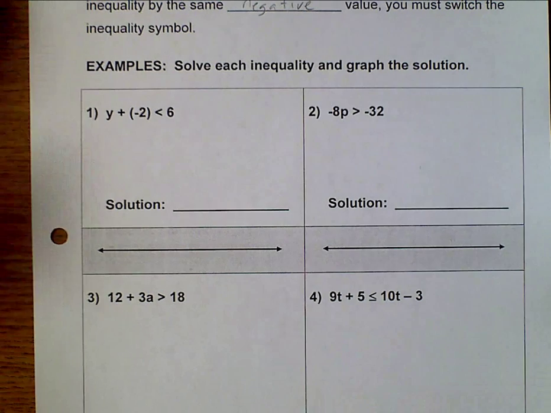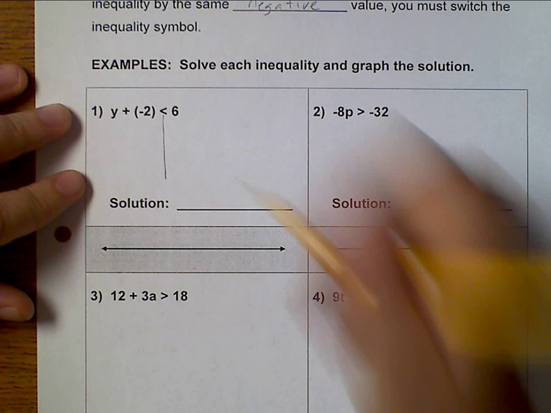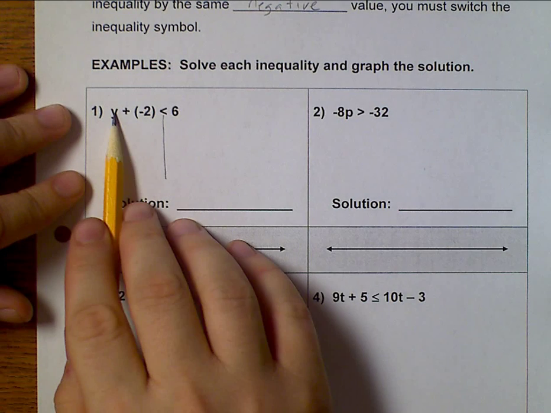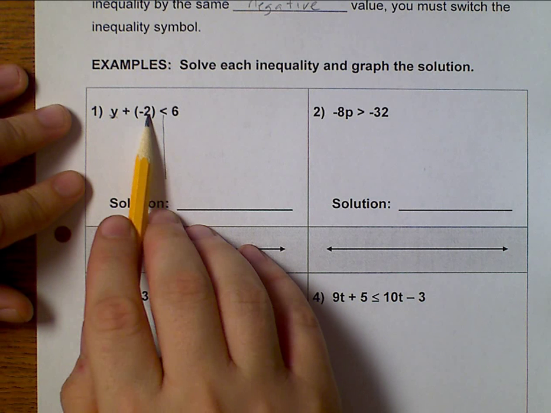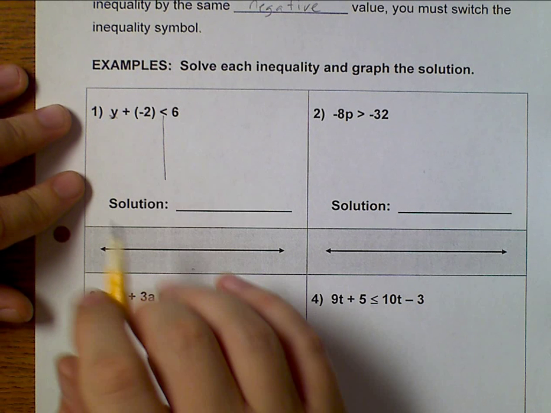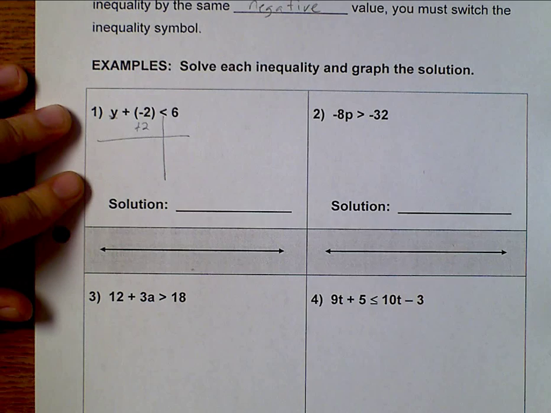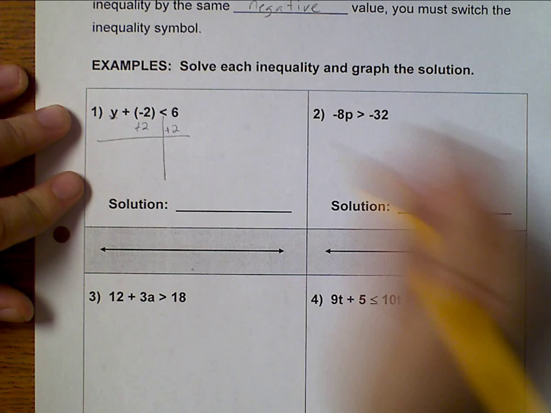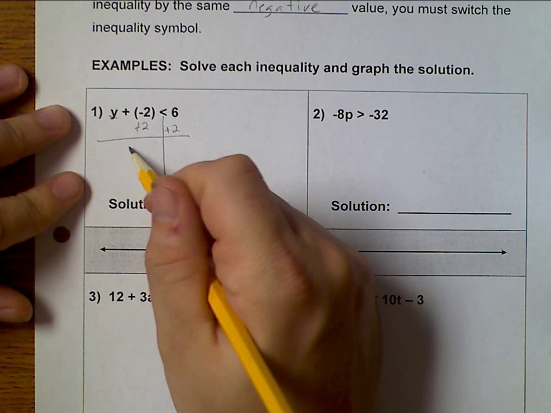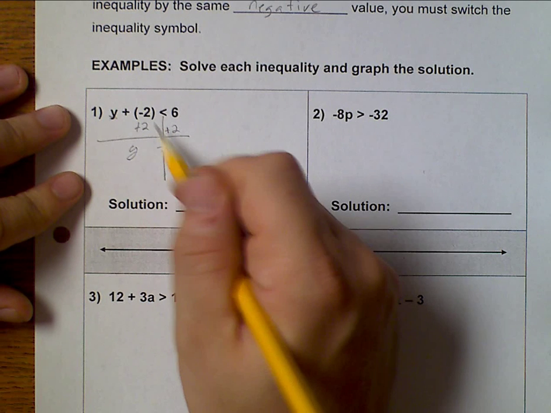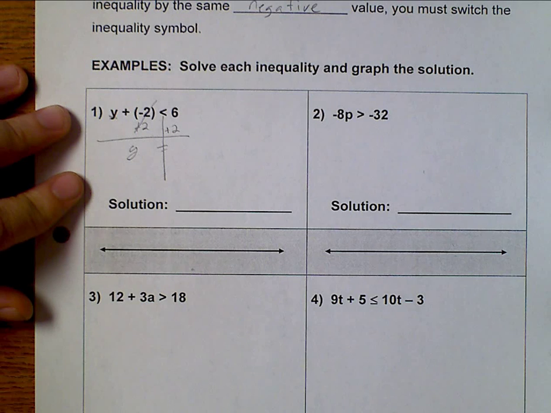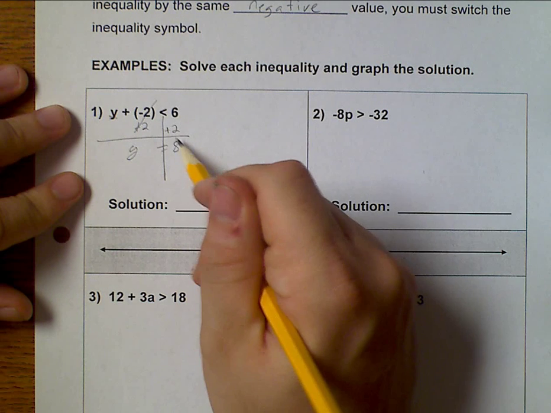This is just a simple one-step inequality. I want to get the y by itself, so I need to get rid of this negative 2. That means to make it go away, I need to add 2. What I do to one side, I must do to both. Leaves me with nothing but y on this side, because that cancels. And 6 plus 2 is 8.